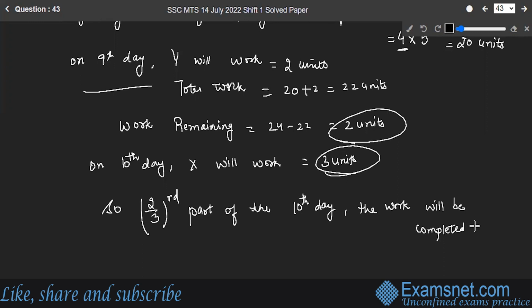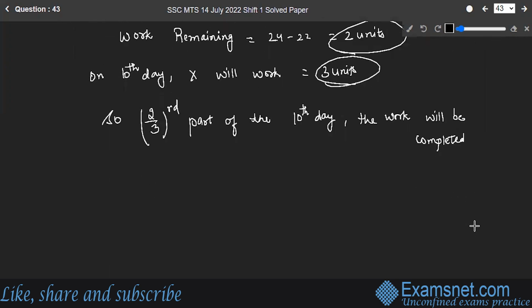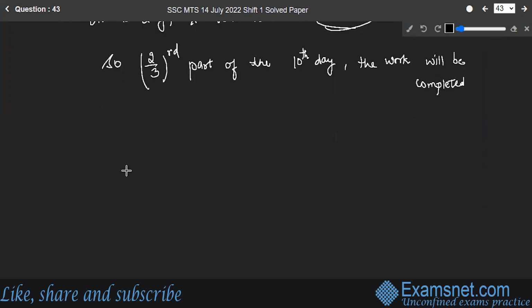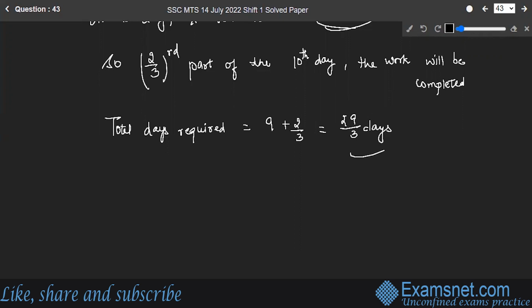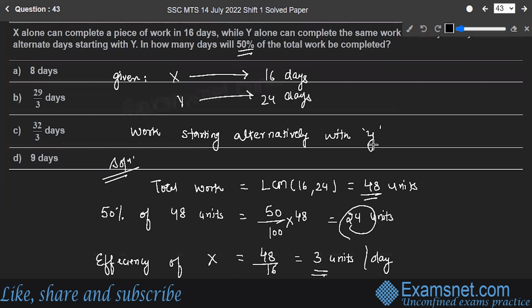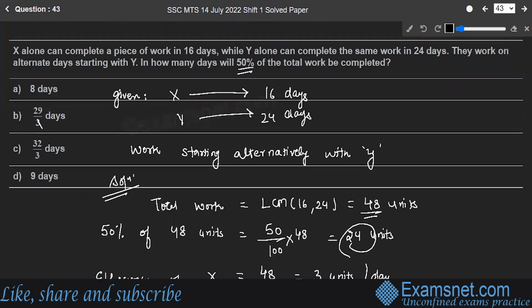Okay, so how many days total are required now? We work till 9 days complete, and on the 10th day, 2/3 of it. So total days required is 9 plus 2 by 3, which is equal to 29 upon 3, right? So to complete 50% of the work, they need 29 by 3 of the days. Let's check with the options. 29 by 3 is option B. So this option B is the correct answer to our question. Hope you are clear with this.